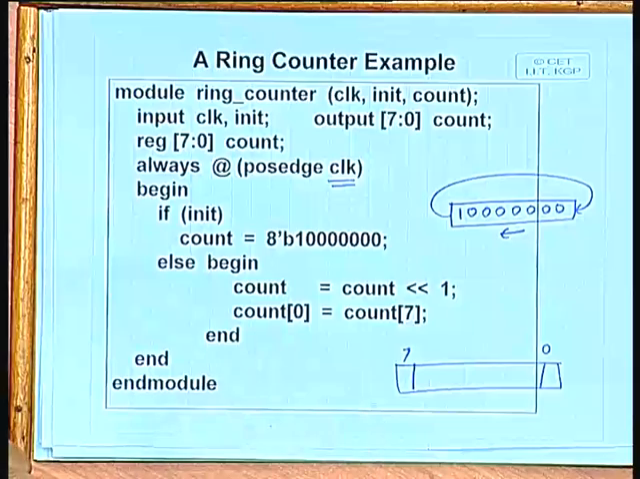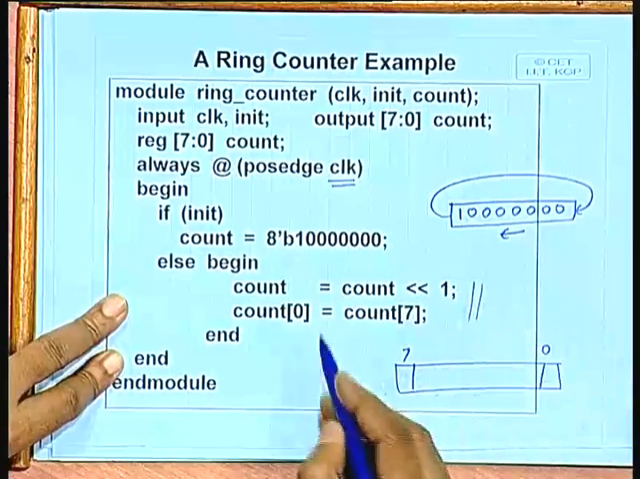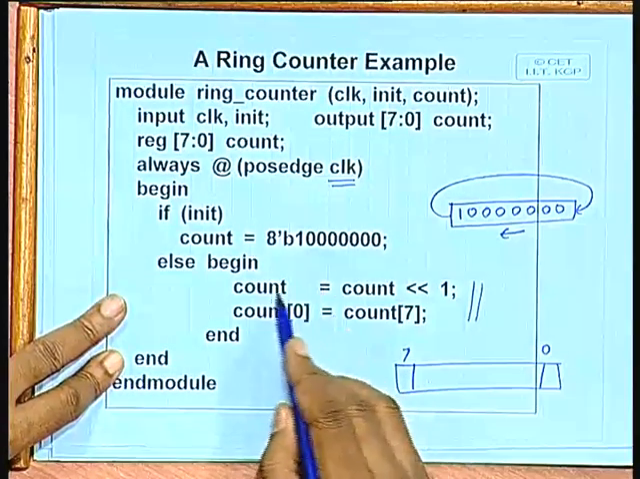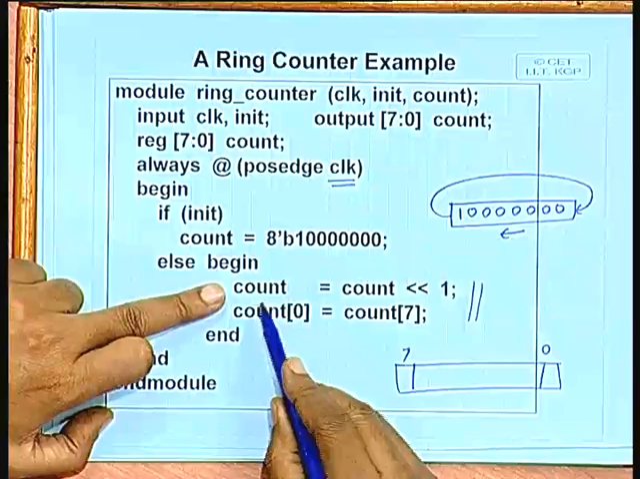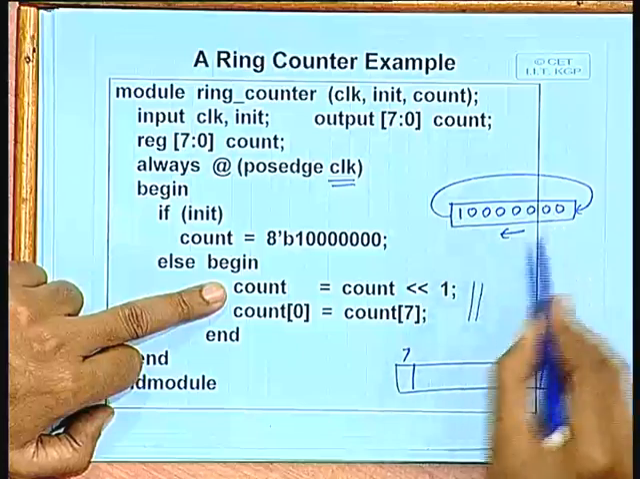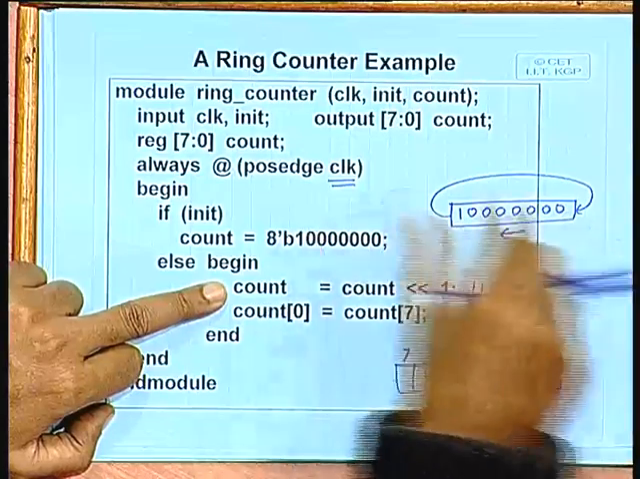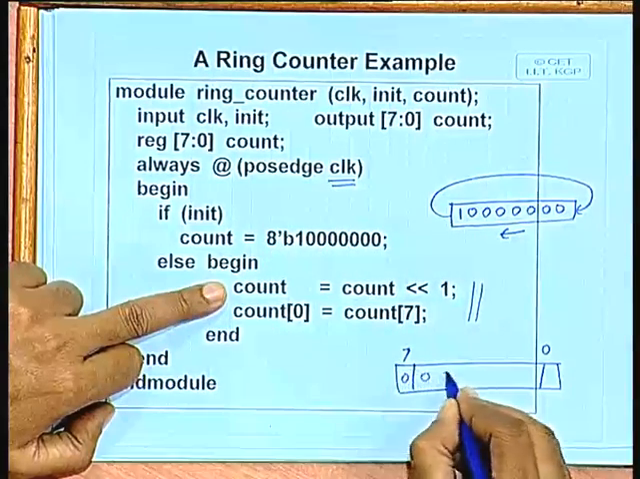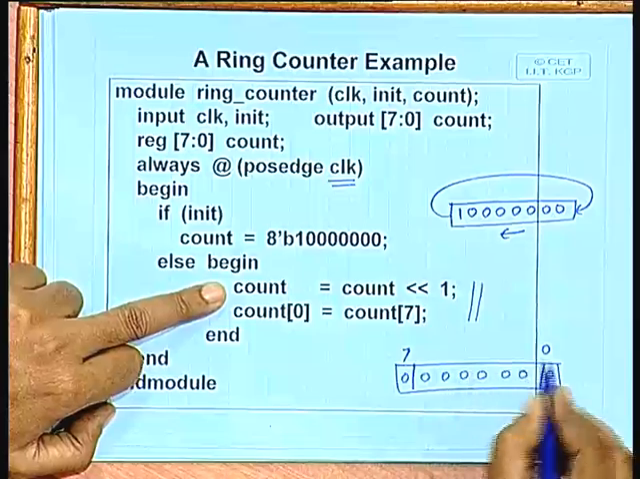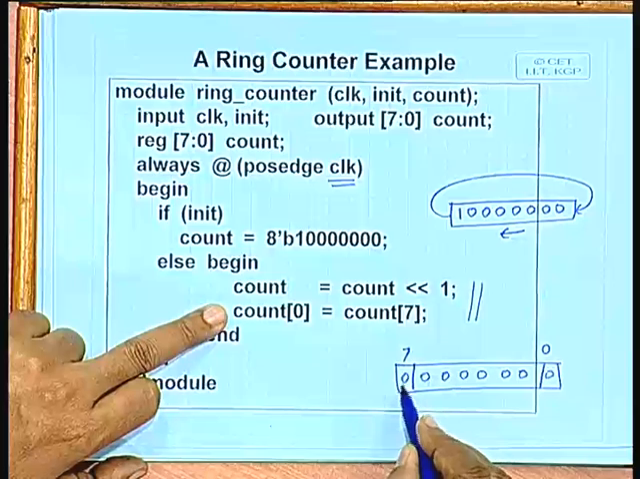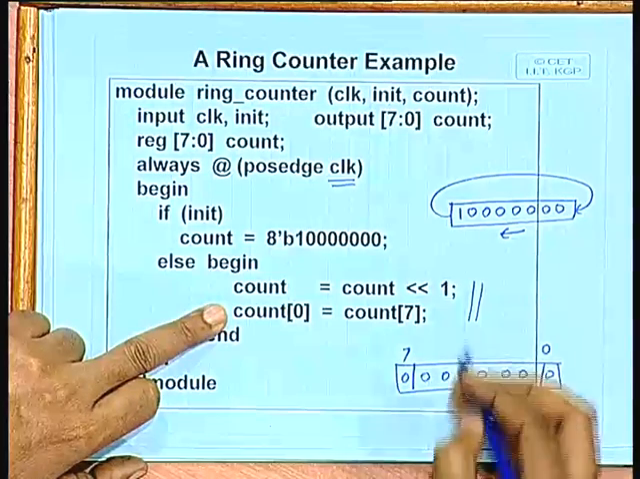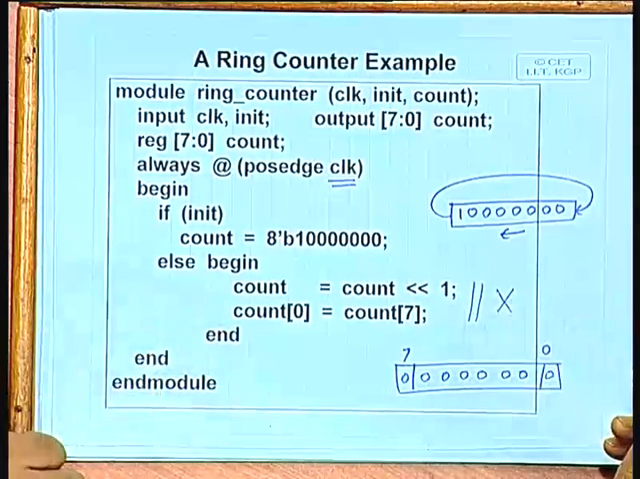Now, tell me, is this a correct way of specifying this one? Both are blocking statements, you recall. First this will be executing, then this. No, because that value has changed. In the first line only the 7th bit is lost. If this was the initial value, for example, the first line will do a simple left shift on this and the value will become all 0. That 1 is lost. So, here whatever you are assigning to count 0 is the current value of count 7, that is 0 now. So, this is a wrong way of specifying this, you cannot do this.